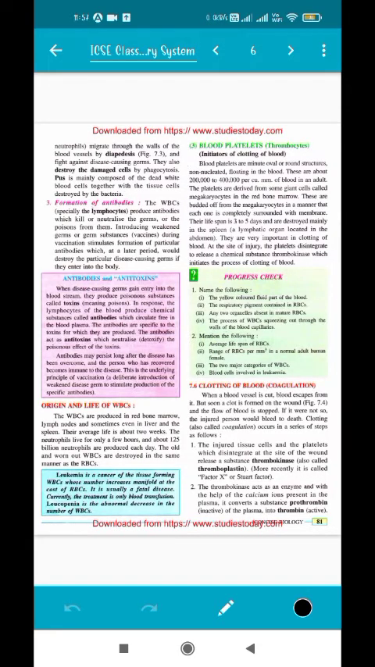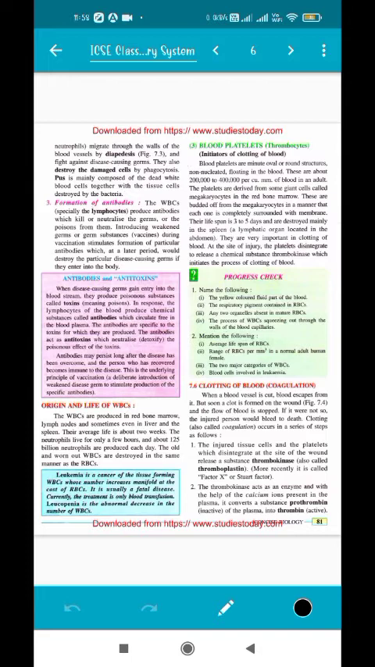They migrate through the walls of the blood vessels by diapedesis and fight against disease causing germs. They also destroy the damaged cells by phagocytosis. So whenever there is any swelling in your body, you have to understand that it is because of white blood cells. Whenever inflammation is there, white blood cells play a major role in reducing the inflammation by killing the germs or by killing the damaged cells.